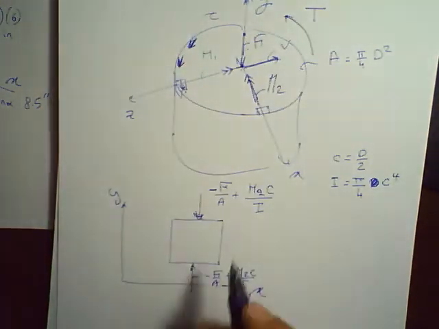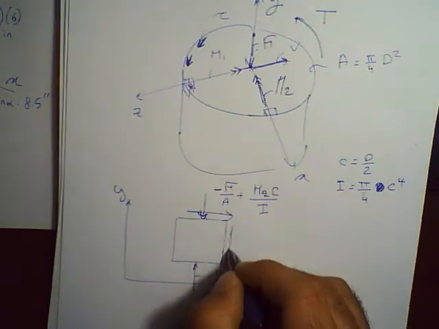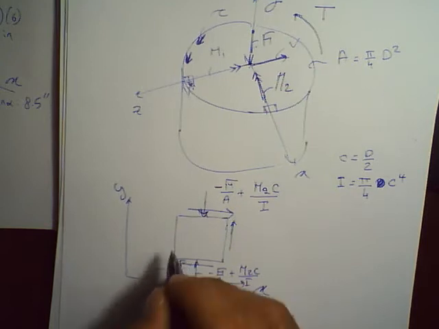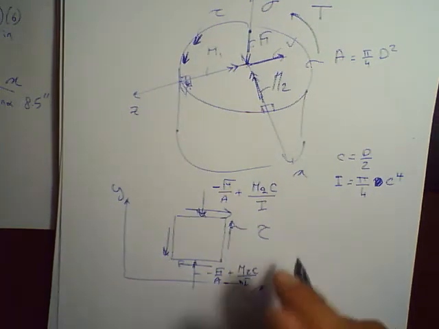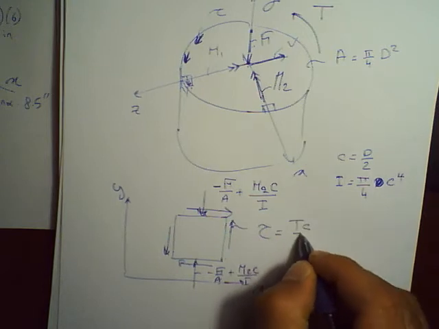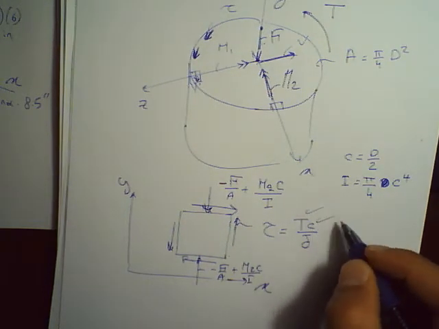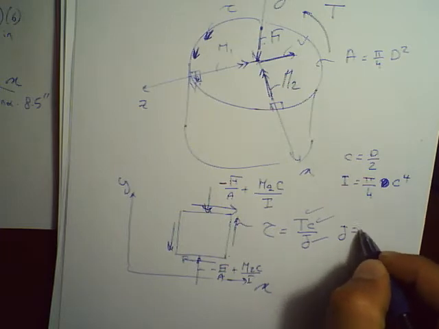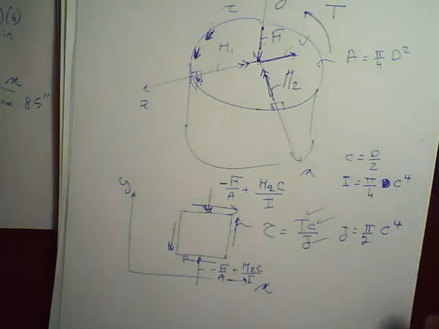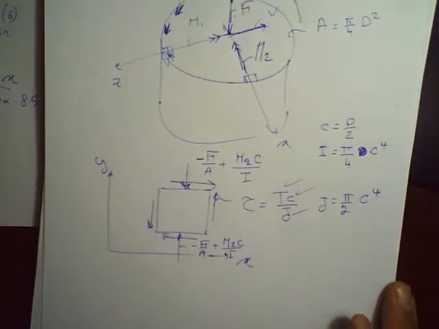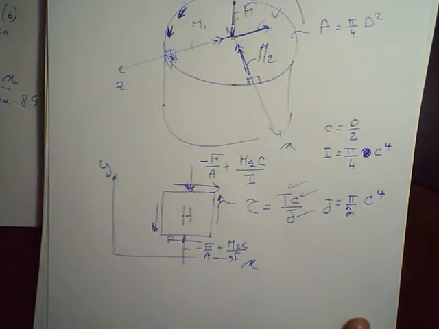The shear is going to look like that. What is the value for the shear? It is going to be equal to TC over J. We know the value of the torque, and we know the value of C. How about J? J is going to be equal to pi over 2 C to the power 4. And that is it for the first element. So this is element H.